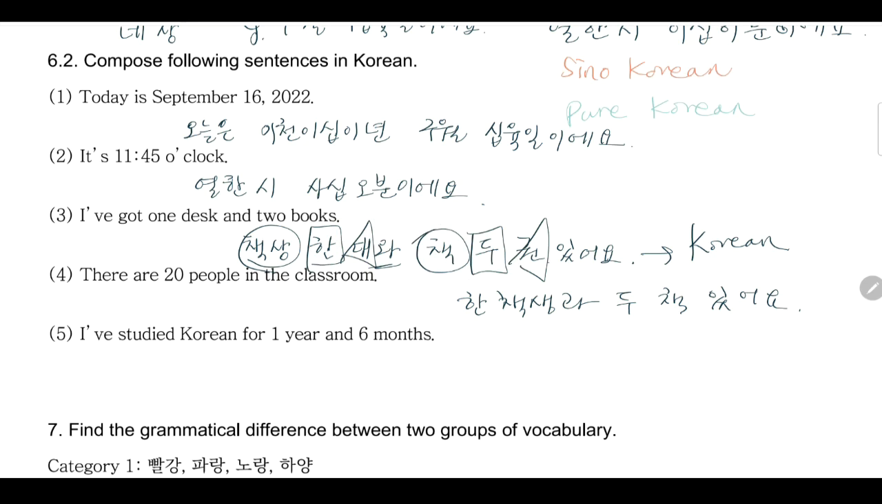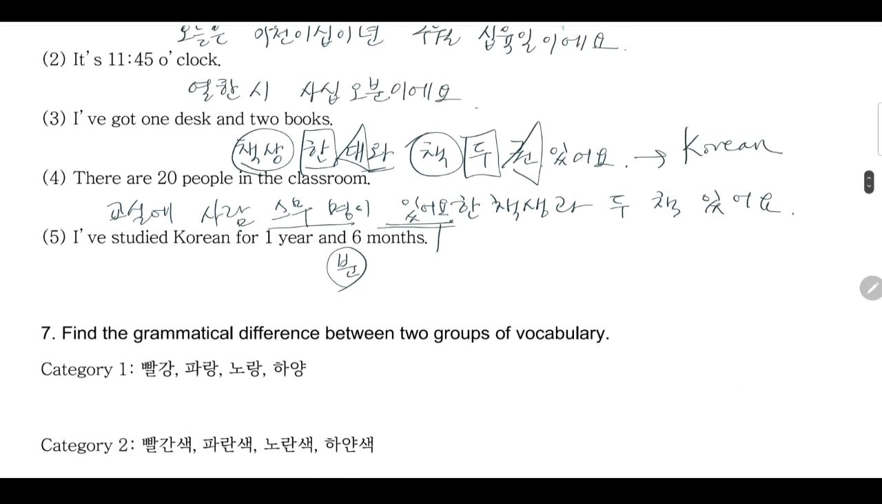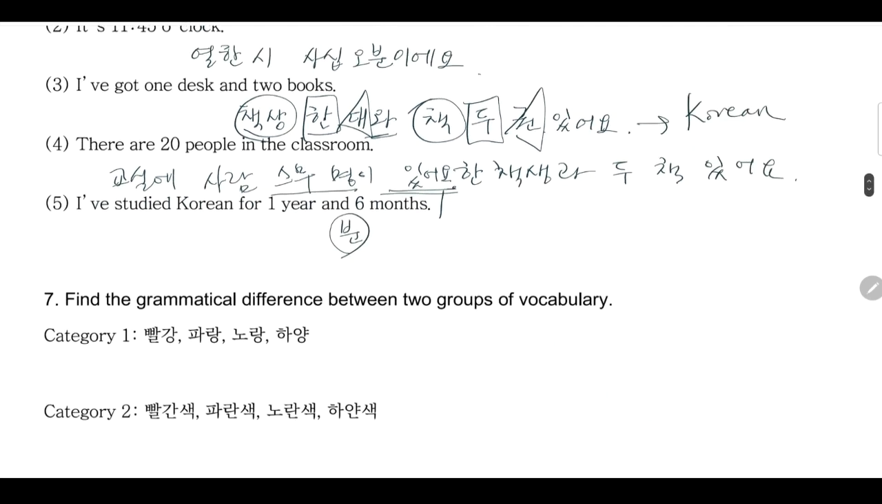자, 4번 갑시다. There are 20 people in the classroom. 교실에 20명 괜찮아요. If you want to use honorific form, 20분 괜찮아요. Why do we use 있어요 instead of 이에요? Because it means something exists. 자, 5번. I've studied Korean for 1 year and 6 months.